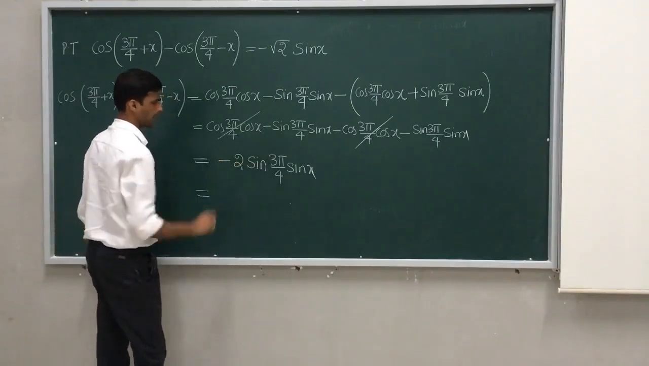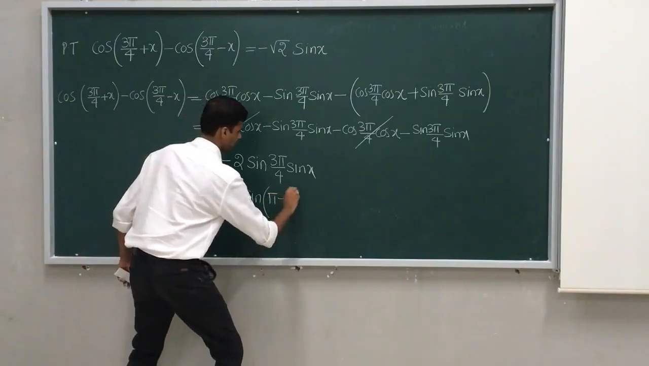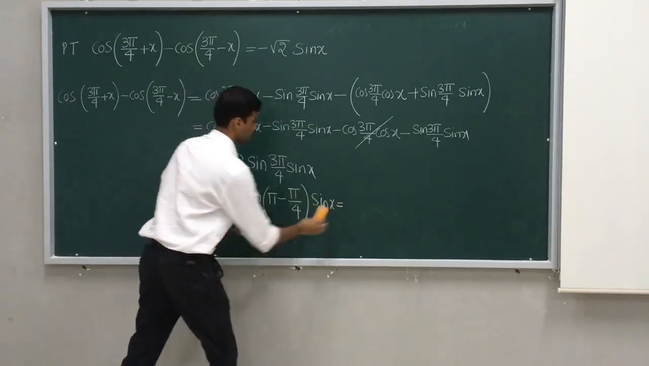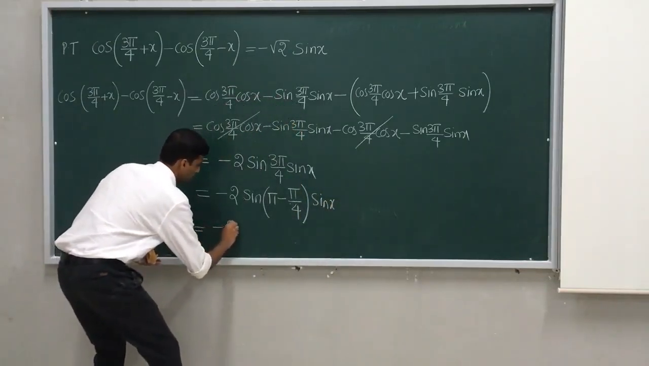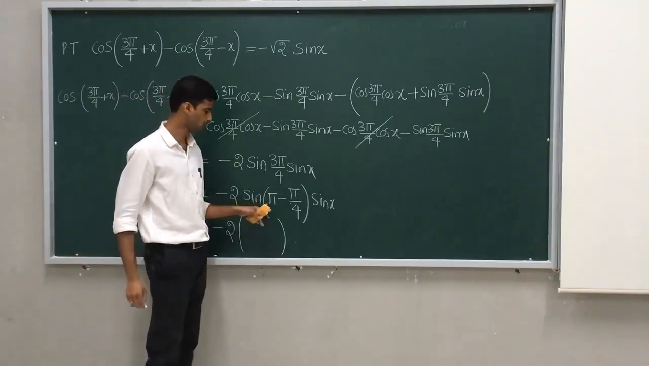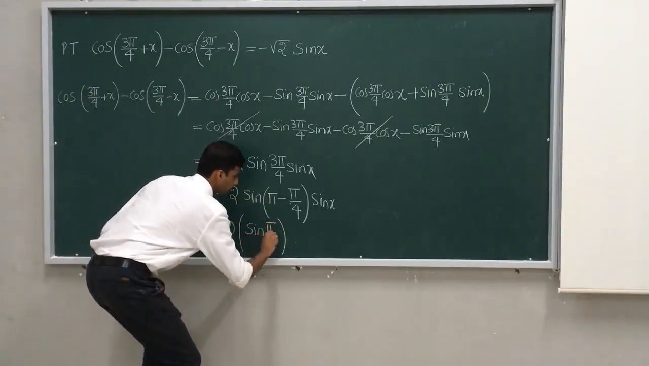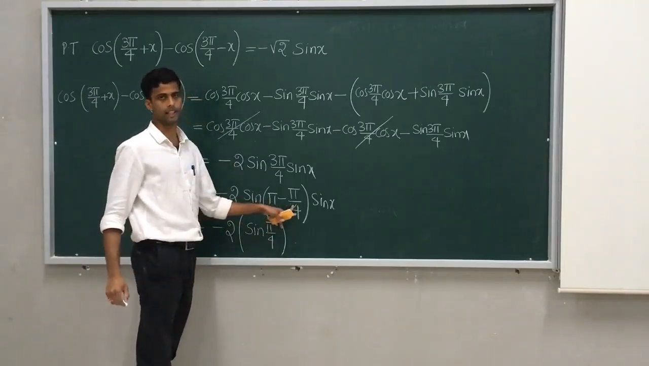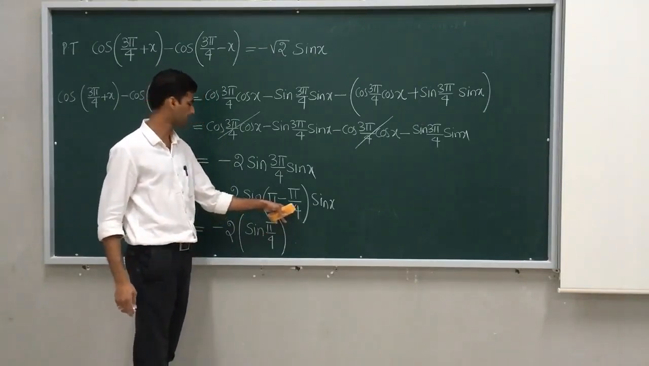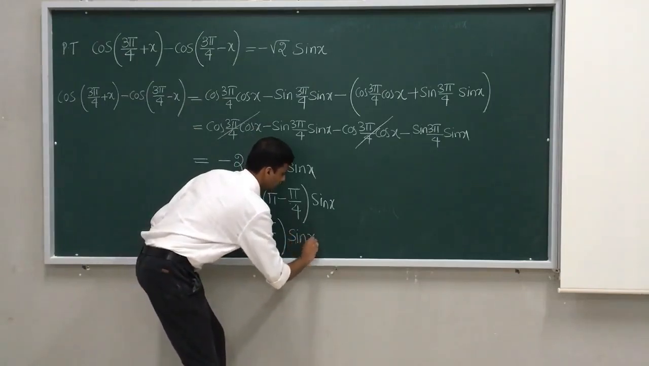Now I don't know the sine 3π/4 answer. So what I will do, I'll write this as sine of (π minus π/4) into sine x, which is equal to minus 2 into sine... π can be written as 2 into 90. 2 into 90 means an even number, so it is sine π/4 only. 180 minus theta means it is the second quadrant. In the second quadrant, sine is positive. Plus, I'll keep sine x as it is.